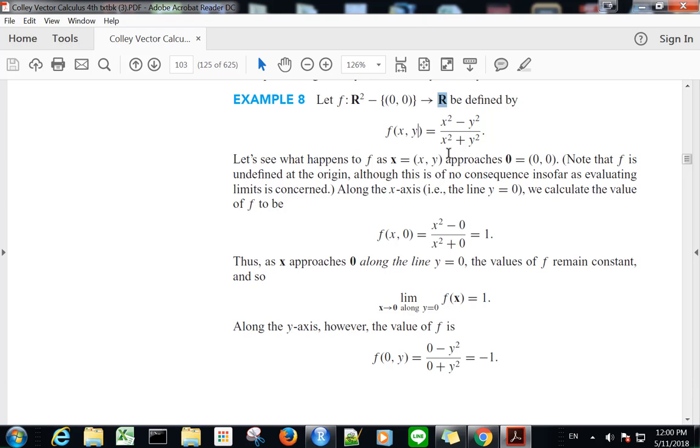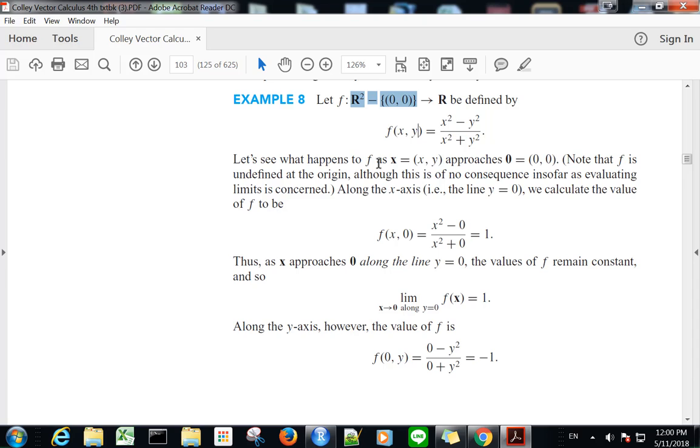So this is the function we're talking about, and now we're going to do a limit problem, and they're going to say what happens as we get closer and closer to 0, 0. Now, 0, 0 is not in the domain. Here's the domain, and 0, 0 is not in there. But that doesn't matter. We're not concerned with what's happening at 0, 0. We already know that it's not even defined at 0, 0. We're asking what happens as we get closer and closer to 0, 0.